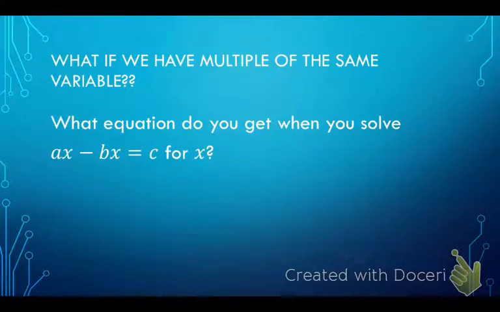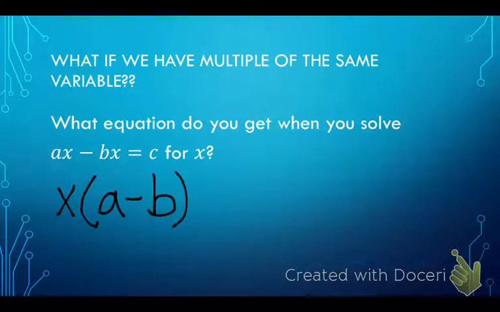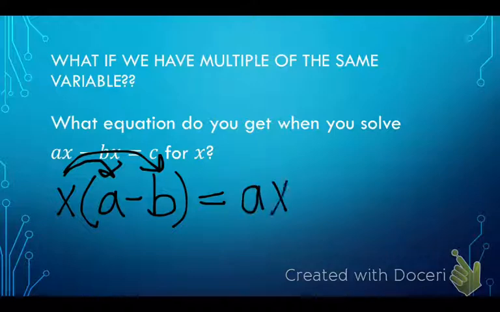So now, what if we have multiple of the same variable? In this case, we have ax minus bx equals c for x. Remember when we were distributing? If we had an equation, or actually an expression, sorry, that looked like this, how would that simplify? Well, I would distribute my x to both terms, so I'd be left with ax minus bx. Oh, hey, look.